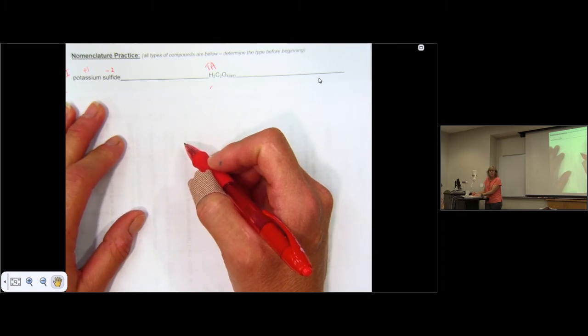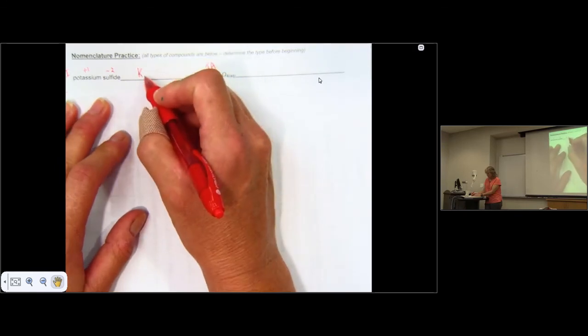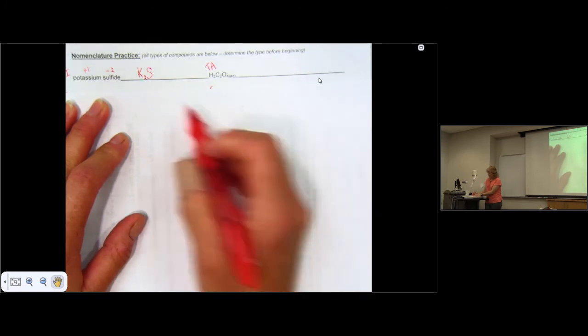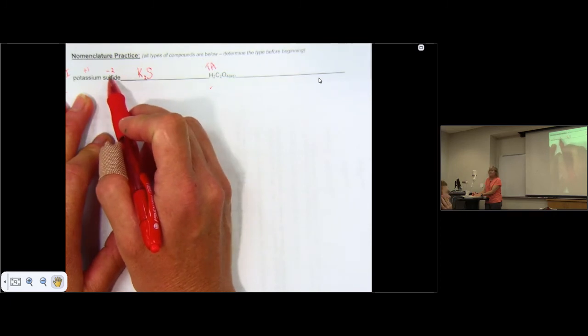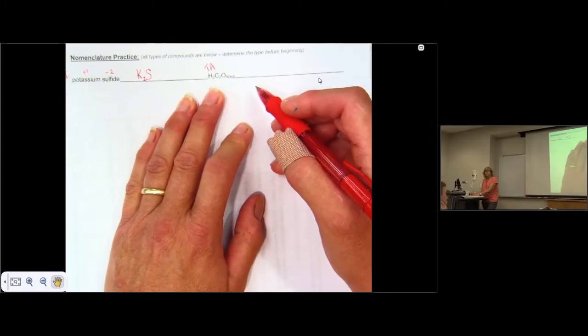And then if you want to crisscross, use that method, that's fine. I'm hoping you understand what the purpose of crisscrossing is. It's to do what? To make the charges balance, to make the positives equal the negatives. So what do you need to do? K2S. Why? Because 2 times +1 is +2. Does that balance out the -2? Yes.